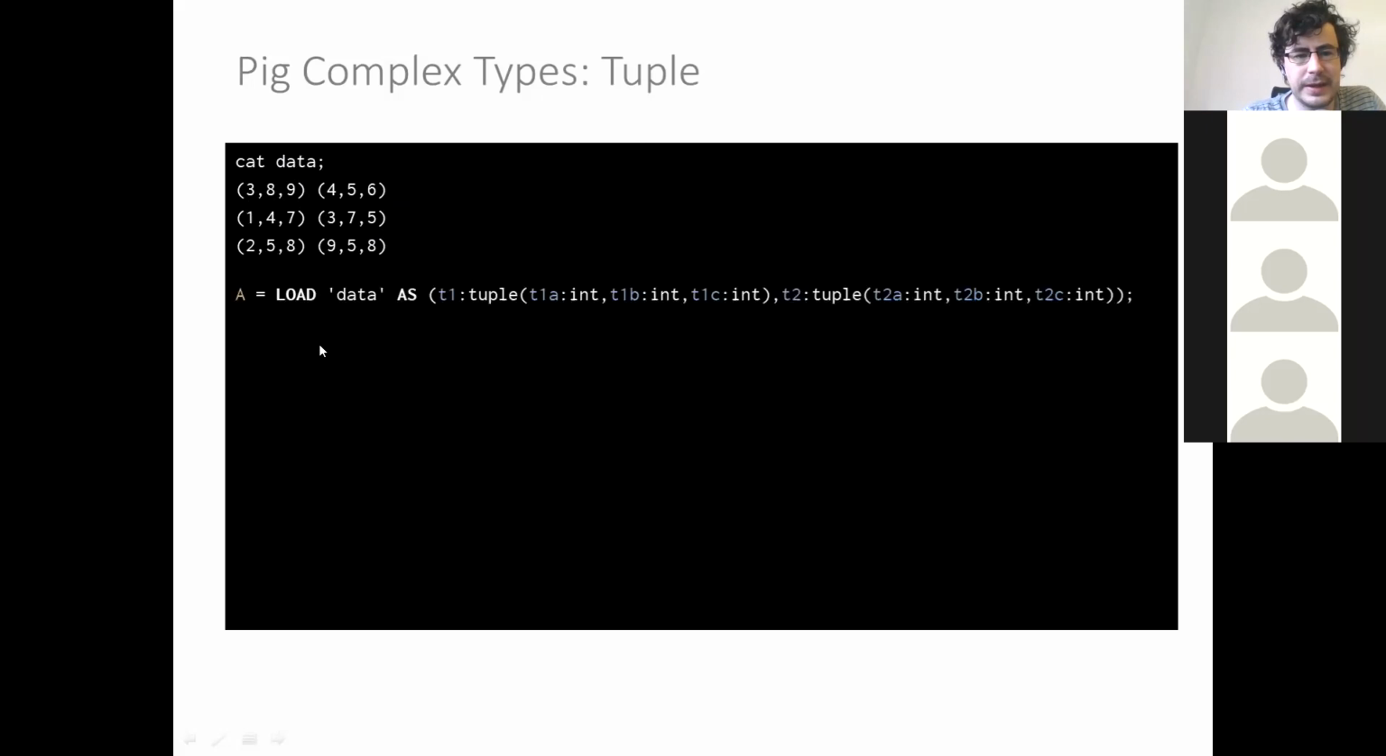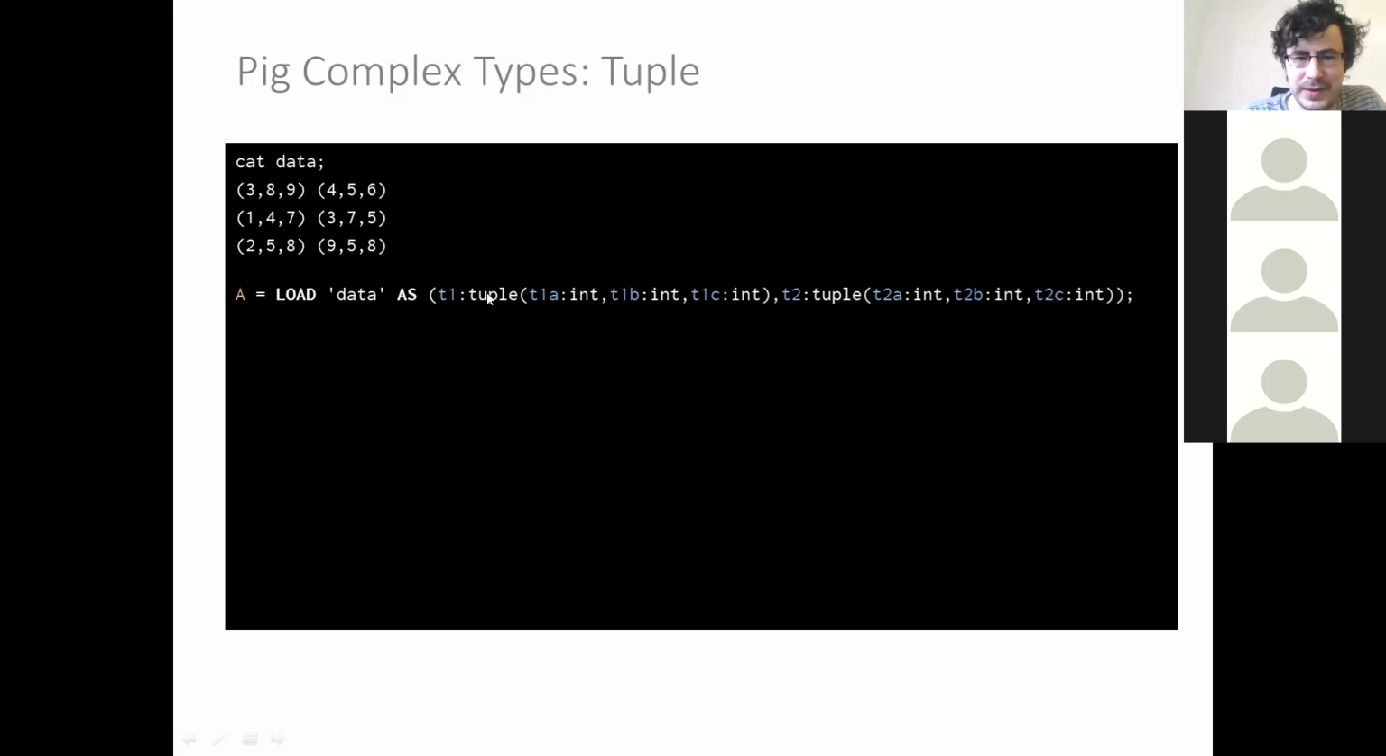If we look at what kind of data we have here, we have essentially a table with 2 columns, where each column contains a tuple of 3 elements. If we were to define a schema to accommodate these data, we would have our 2 tuples, T1 and T2. And within each tuple, there are 3 ints. We call these T1A, T1B, T1C; these are the names that we assign in the schema. We could change these, right?